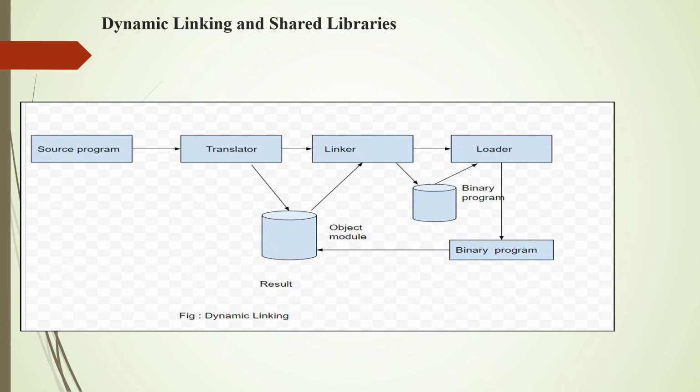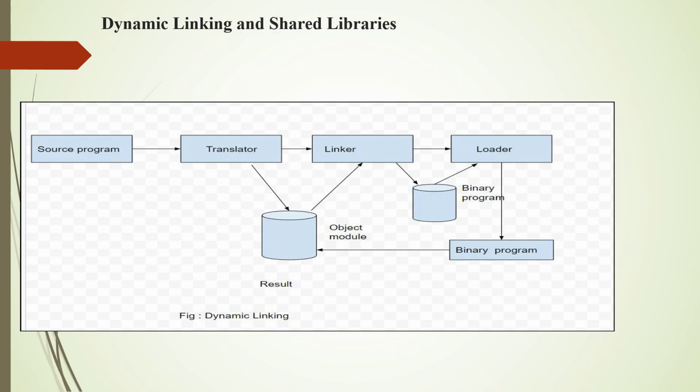In dynamic linking, instead of permanently including all libraries inside the executable, the linker only creates a reference to the required shared library. This keeps the executable file smaller. The linker then produces a file, which is passed to the loader. The loader is responsible for loading the binary program into the main memory for execution. An important feature of dynamic linking is that shared libraries are loaded only when they are actually needed during program execution. If the program never calls a particular library function, that library is never loaded into memory.